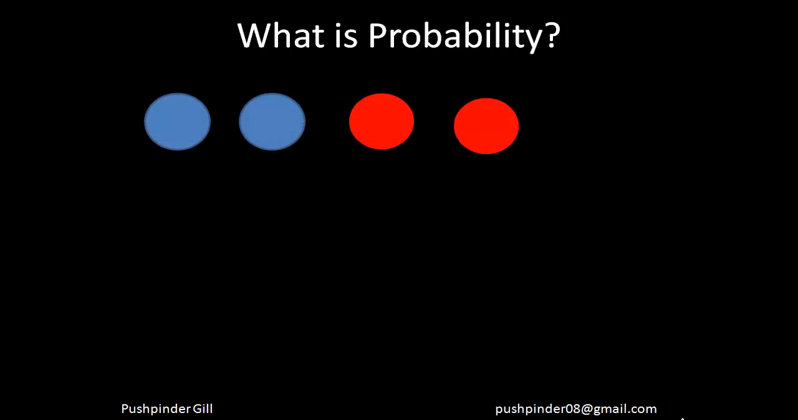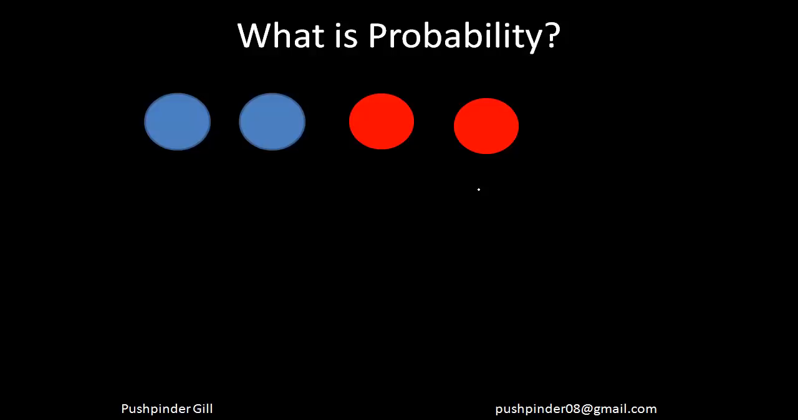Probability, let's suppose I have these four balls in a bag, right? There are two blue balls and two red balls. So let's suppose I pick up a ball, what are the chances that it is going to be a red ball, right? Most of you say, all right, since half of the balls are red balls, that means there are 50% chances that the ball would be a red ball if I pick up a ball.